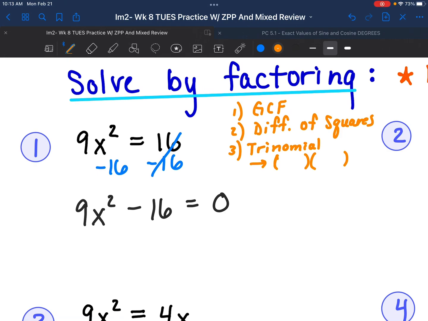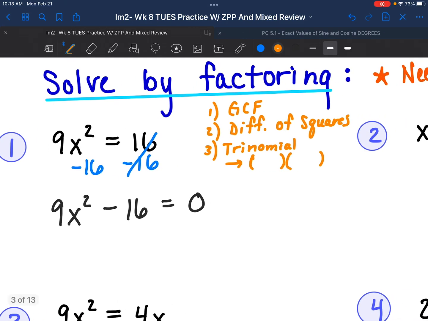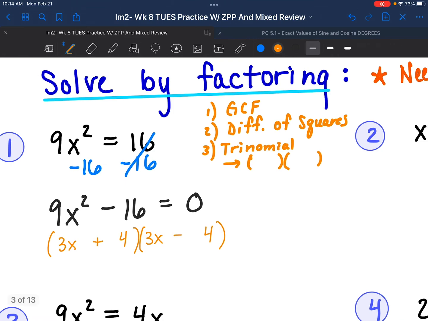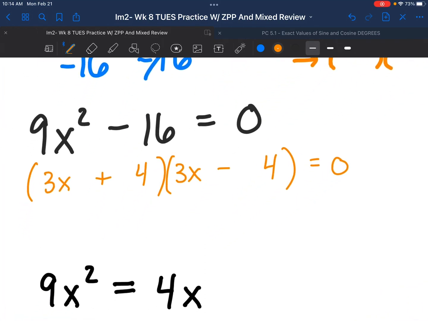Okay, so the first one, 9x squared minus 16 equals 0, does not have a GCF, but it is a difference of squares. So hopefully you're getting better at recognizing those. 3x times 3x is 9x squared. 4 times 4 is 16, and it's a plus minus. So we're going to factor that completely, set each factor equal to 0.